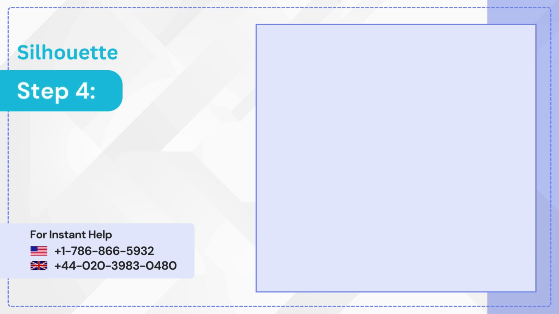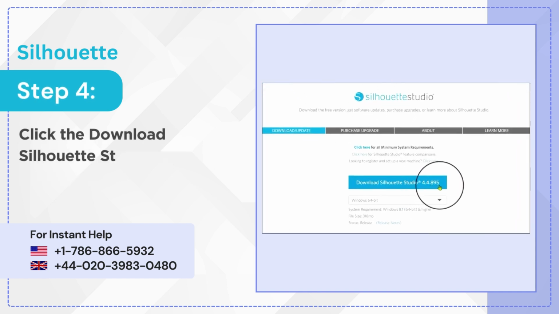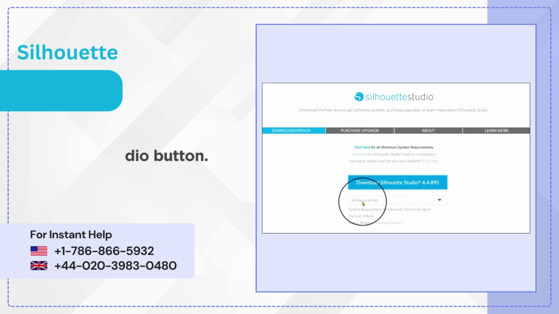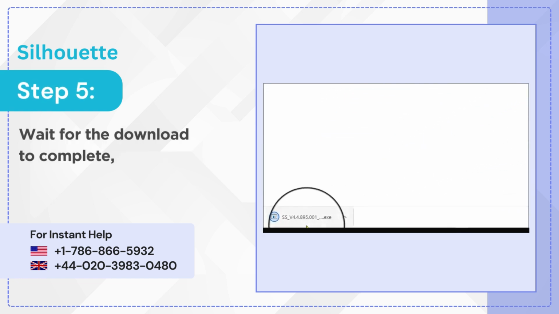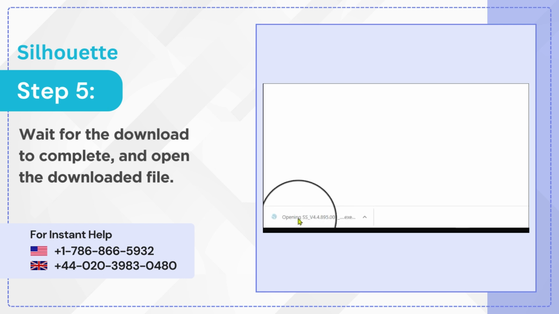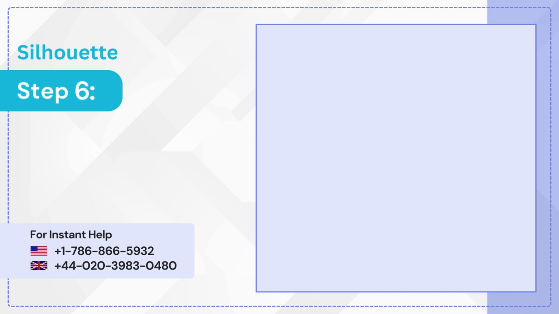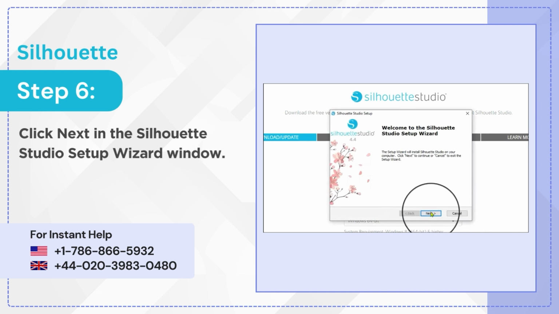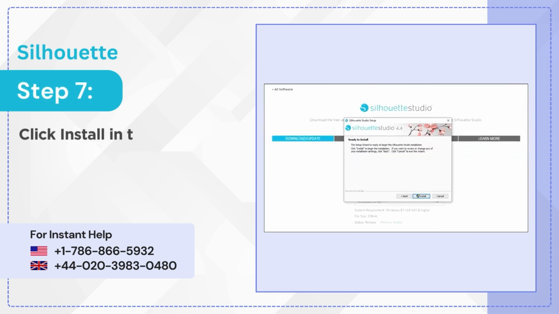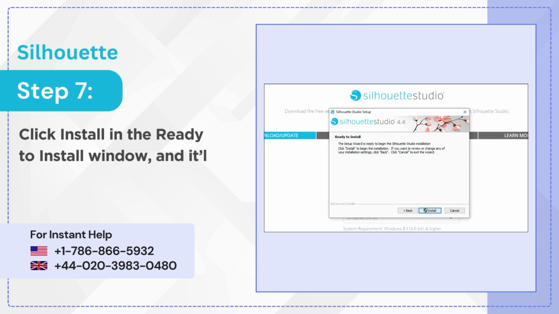Step 4. Click the Download Silhouette Studio button. Step 5. Wait for the download to complete and open the downloaded file. Step 6. Click Next in the Silhouette Studio Setup Wizard window. Step 7. Click Install in the Ready to Install window and it'll start installing.